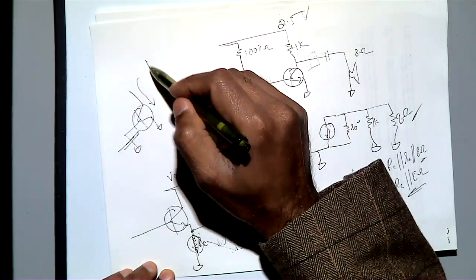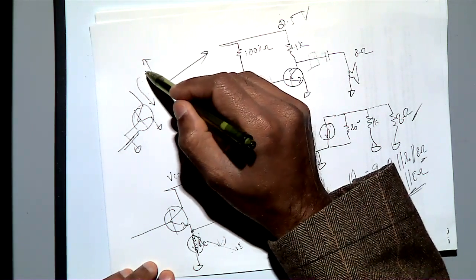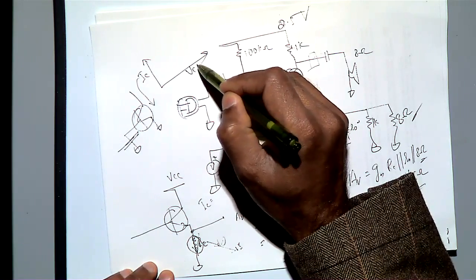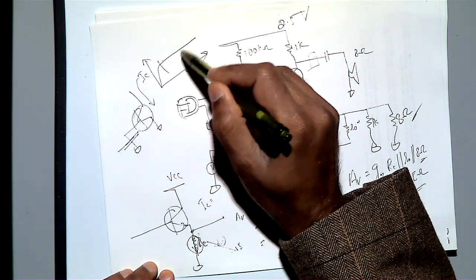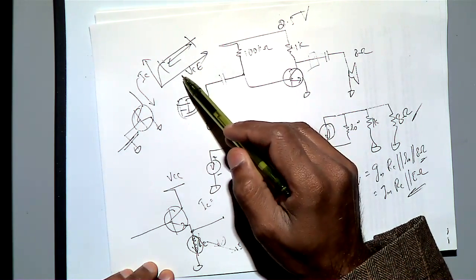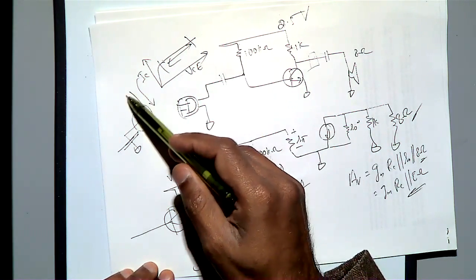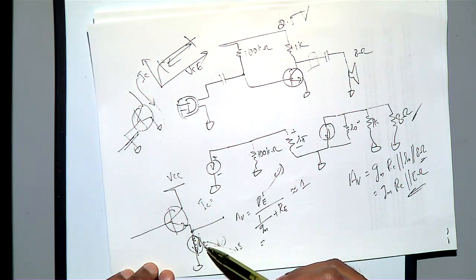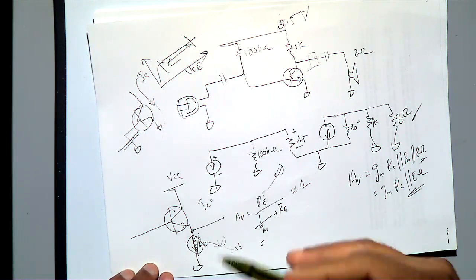Why? Because when you're operating in this region, where this is IC and this is VCE, then it is acting as a current source, because the current is constant while the voltage is varying. So you can connect a transistor here and make a constant current source, and the current you can set.